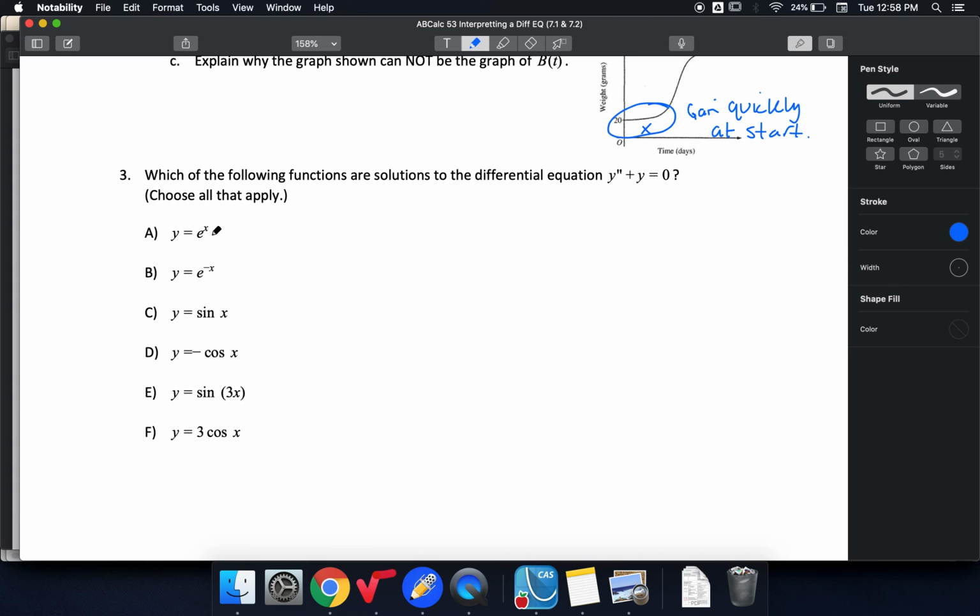But this one, we've got y is e to the x, so y prime is e to the x. y double prime is also e to the x. So y double prime plus y, does that equal 0? Well, e to the x plus e to the x does not equal 0, so this is not a solution to this differential equation.